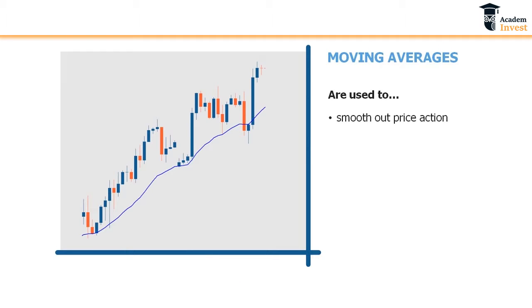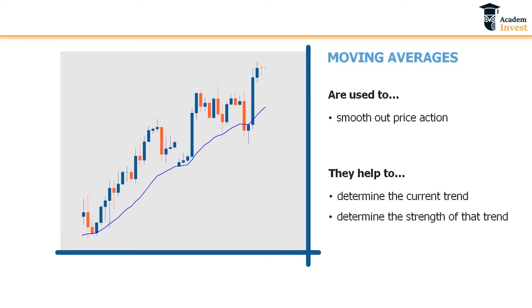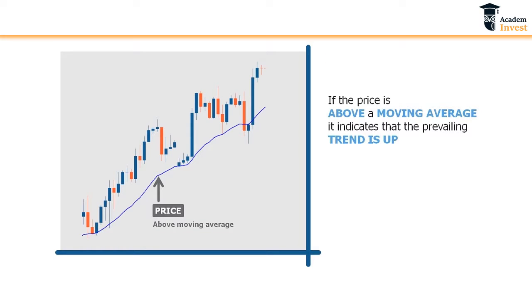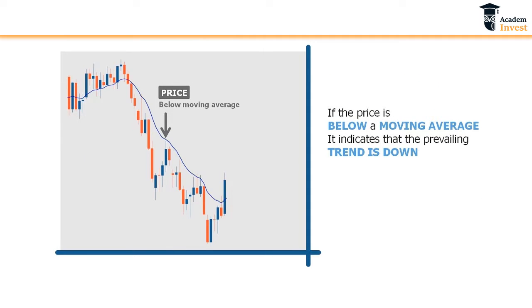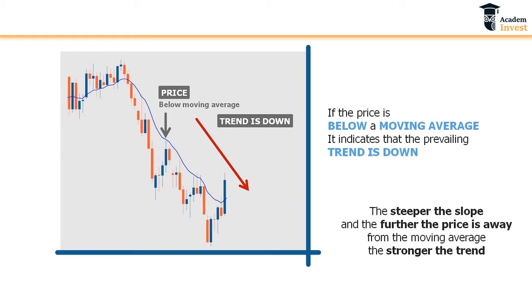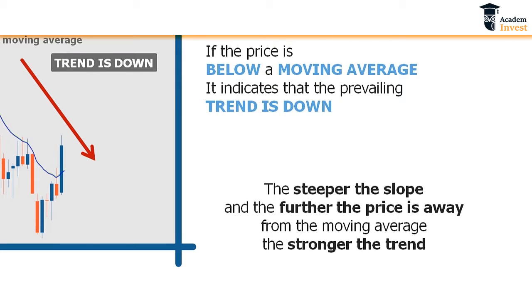Moving averages are used to smooth out price action, which makes it easier to interpret information such as the current trend direction and how strong that trend is. So if the price is above the moving average and the slope of the moving average is pointing up, the prevailing trend is up. The steeper the slope and the further the price is away from the moving average, the stronger the trend. If the price is below the moving average and the slope of the moving average is pointing down, the prevailing trend is down. The steeper the slope and the further the price is away from the moving average, the stronger the trend.